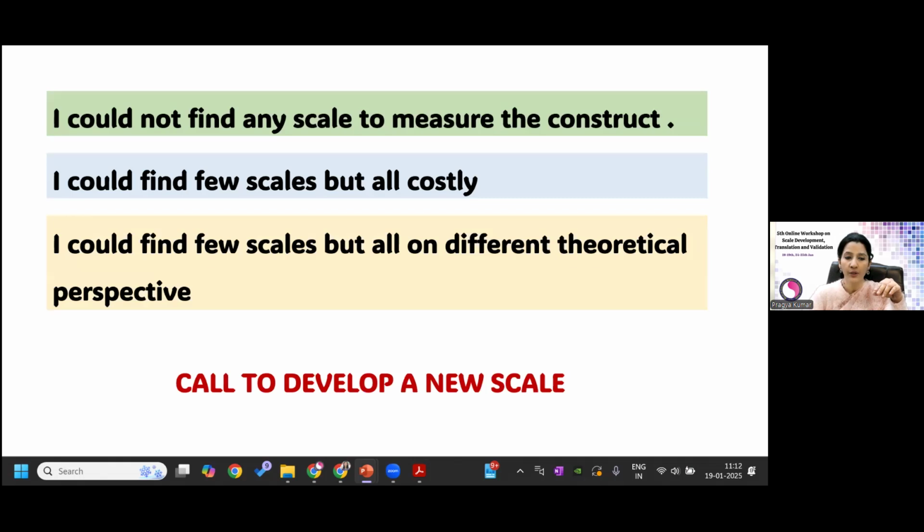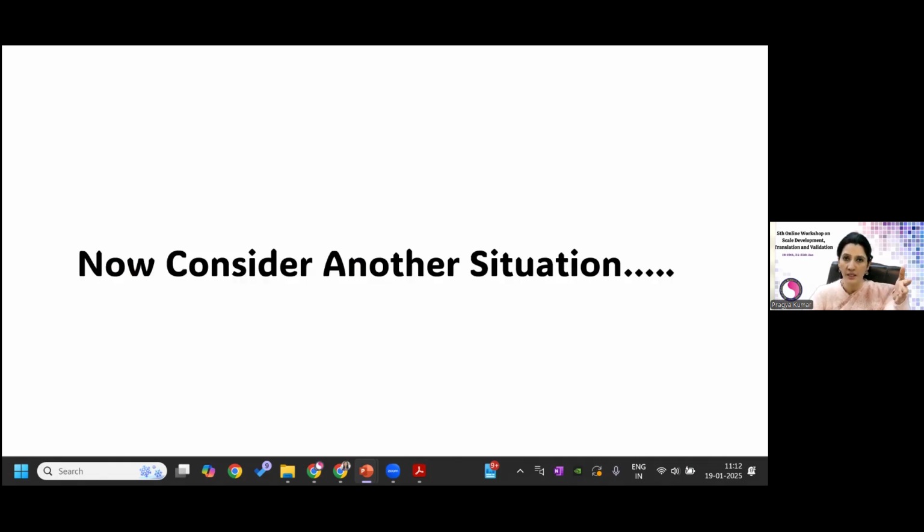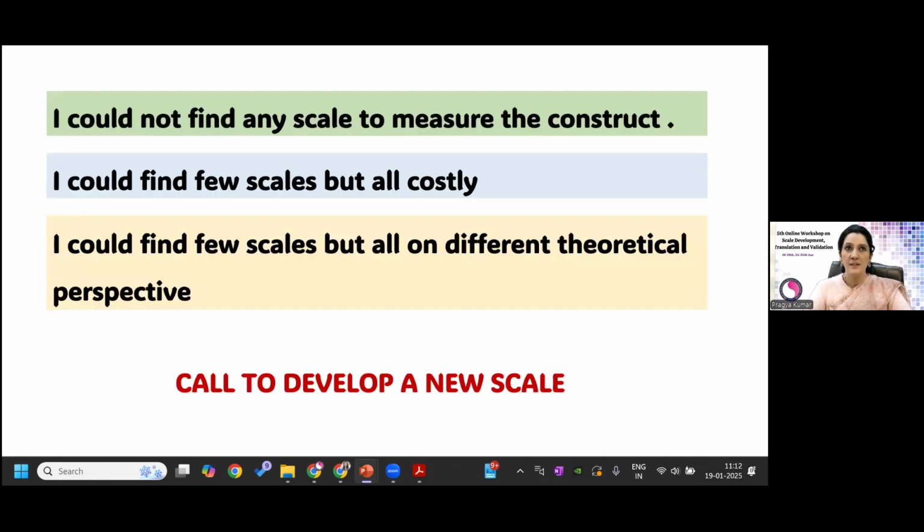Now we have to consider another situation. Like Ashwathi and a few other participants were saying that their construct is entirely new and they have to start from scratch. In that case, if I could not find any scale to measure the construct, or I could find some scales but they are very costly, I cannot afford to pay that much cost.